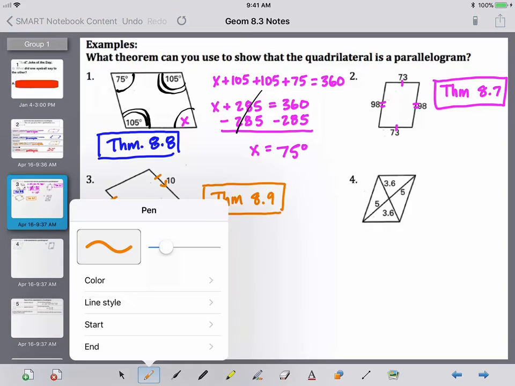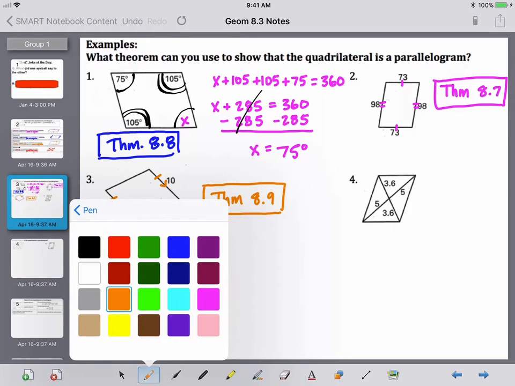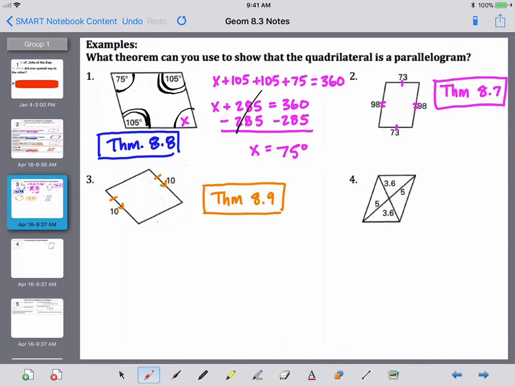All right, and our fourth example here. I've got two diagonals here. And if we look at the numbers, this and this are both 3.6, so they are congruent. And these are both 5. So if the diagonals cut each other in half or bisect each other, theorem 8.10 tells us that this is a parallelogram. All right, so there's our first 4 examples.